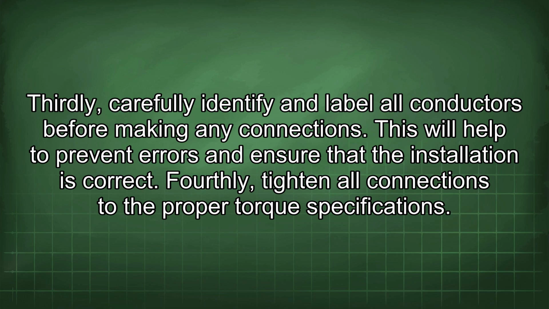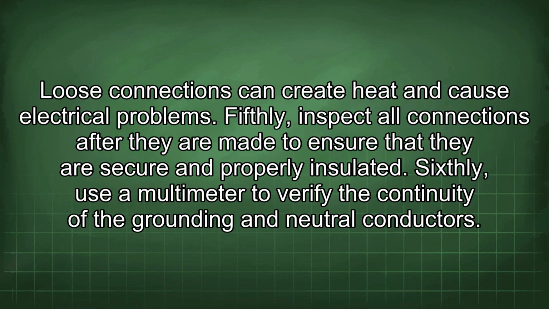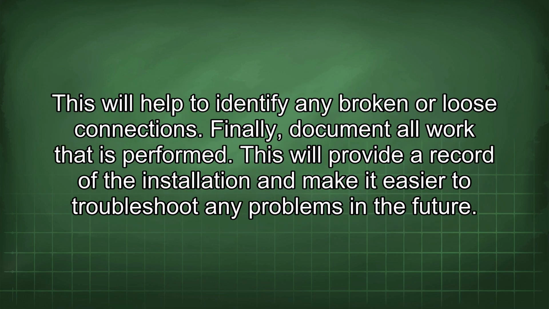Fourthly, tighten all connections to the proper torque specifications. Loose connections can create heat and cause electrical problems. Fifthly, inspect all connections after they are made to ensure that they are secure and properly insulated. Sixthly, use the multimeter to verify the continuity of the grounding and neutral conductors. This will help to identify any broken or loose connections. Finally, document all work that is performed. This will provide a record of the installation and make it easier to troubleshoot any problems in the future.